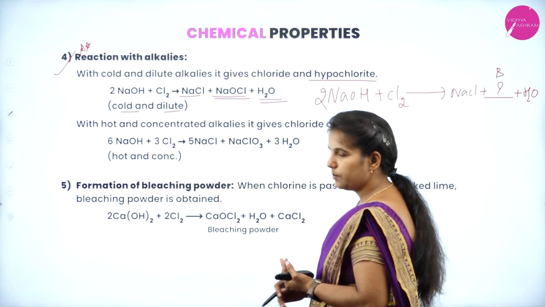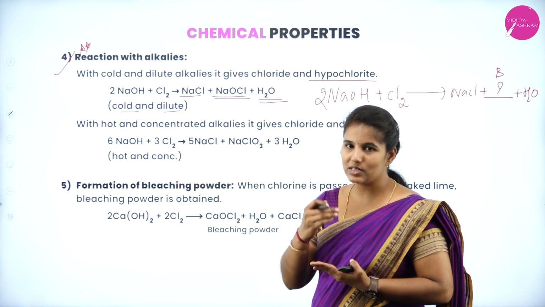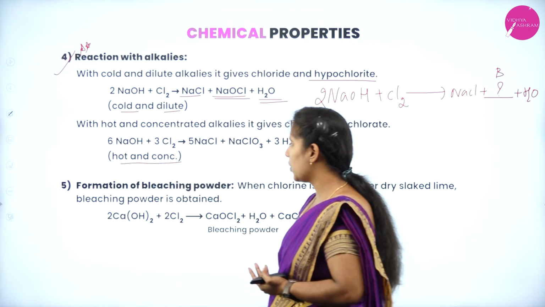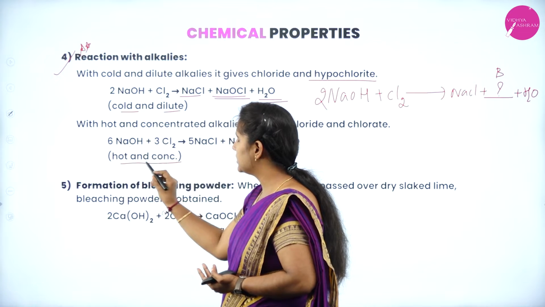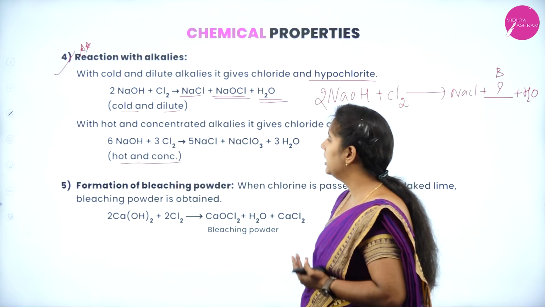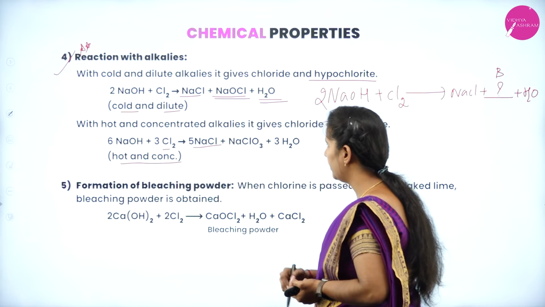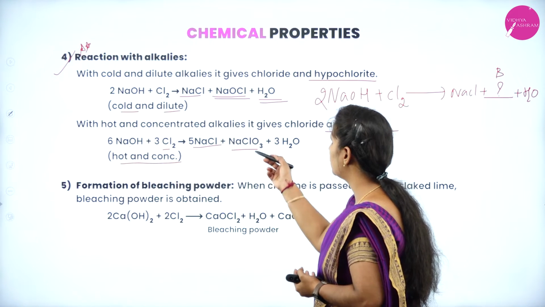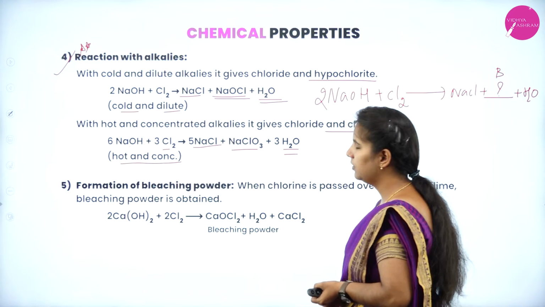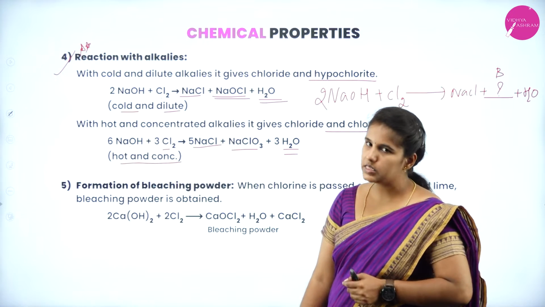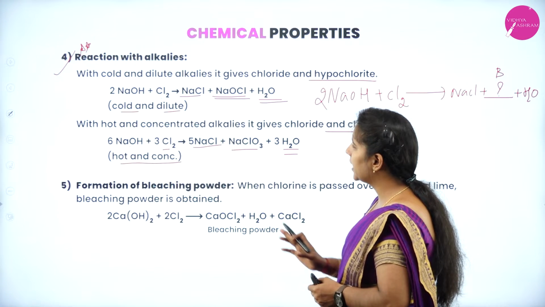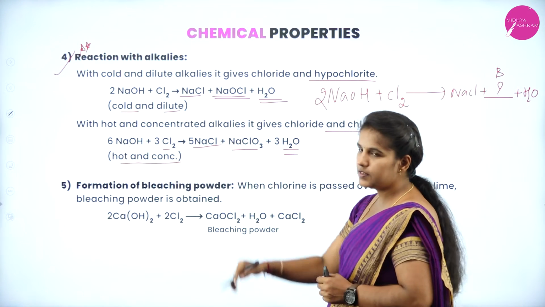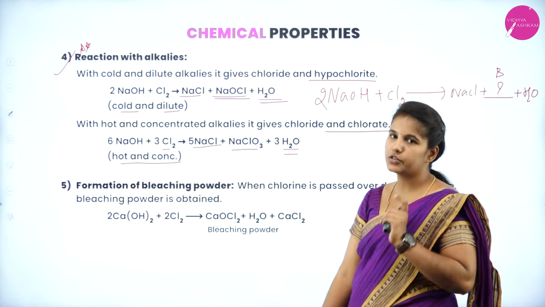If the same reaction with chlorine is conducted with hot and concentrated alkali, we'll see what the product is now. The same NaOH, but hot and concentrated. If it is allowed to react with chlorine gas, it forms sodium chloride and also sodium chlorate, with the release of water molecule. The same way the question will be asked. So if you look at this reaction, even though you are taking chlorine reacting with alkali, if the alkali differs in nature, the product formed also differs.